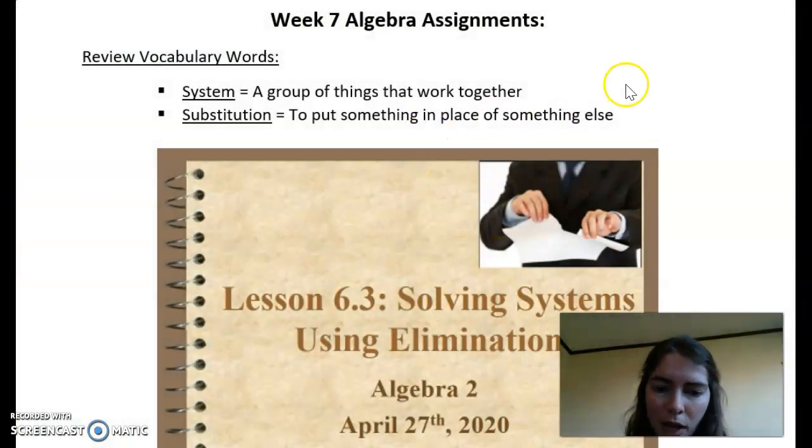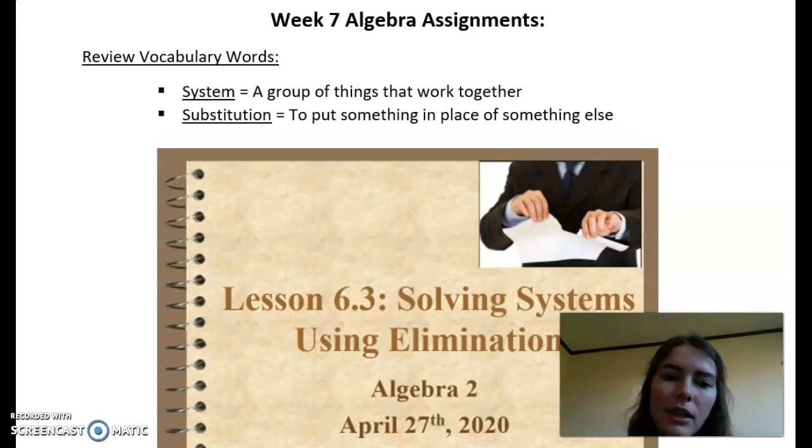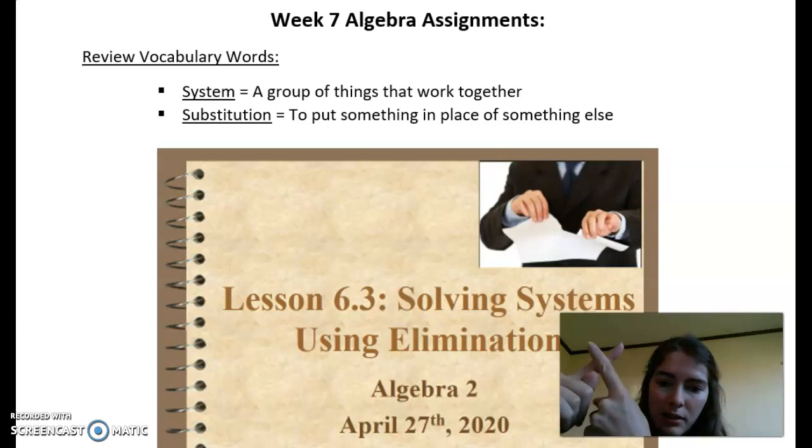So right here, we're going to start out with just reviewing our vocabulary words from last week and the week before. We have been talking about systems a lot, and that is a group of things that work together. And in this case, our group of things is going to be two lines, and they are working together to find the answer to both of the lines. Okay, so that is going to be the point where they cross.